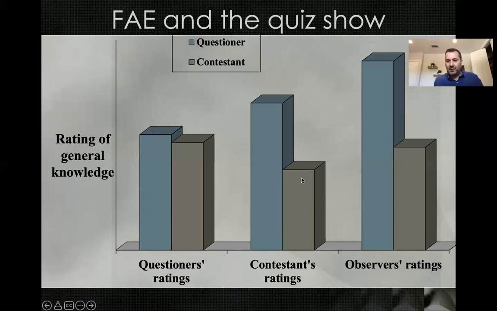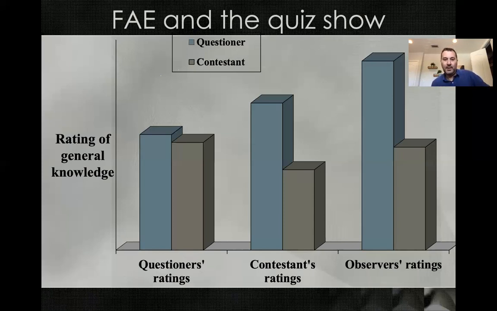So this difference that we see in the contestants' ratings and in the observers' ratings, that is the fundamental attribution error. The assumption that because the questioner knows more of the answers than the contestants, they must be more knowledgeable, and neglecting the fact that that's simply because of the constraints of the study, that the questioner had to know the answers.